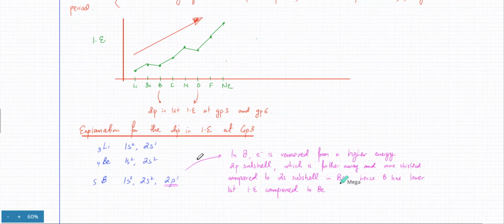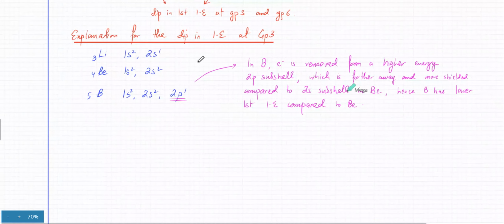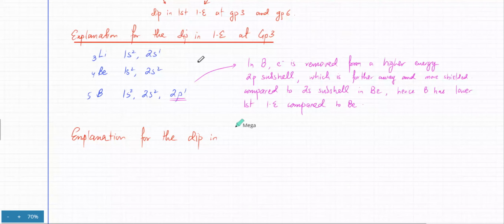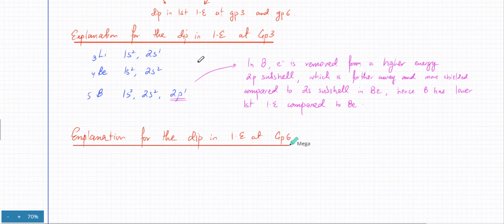So then you have the other dip, which is at group 6. When you reach oxygen, instead of following the trend, there's a decrease again at oxygen. So now the next part is we need to understand the explanation for the dip at group 6. Now what happens at group 6?